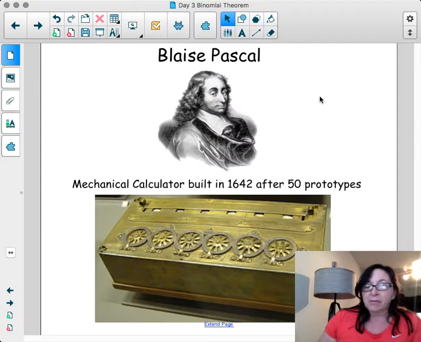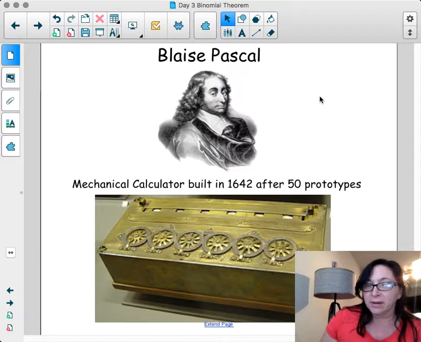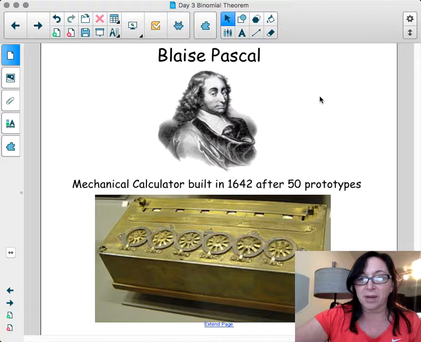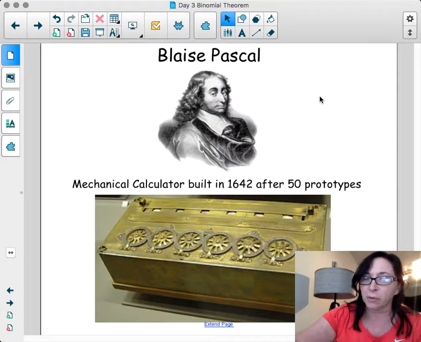He was a mathematician and a philosopher. He came up with the mechanical calculator, which was built in 1642, and he created about 50 prototypes. He's most famous for, I'd like to say, Pascal's triangle.